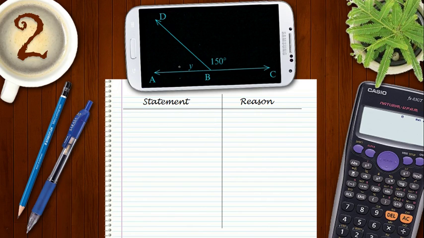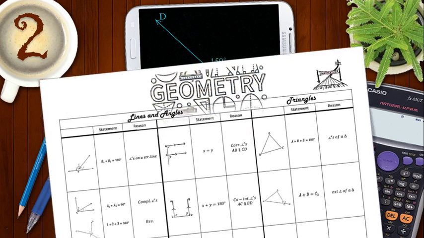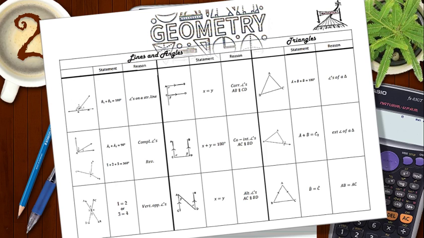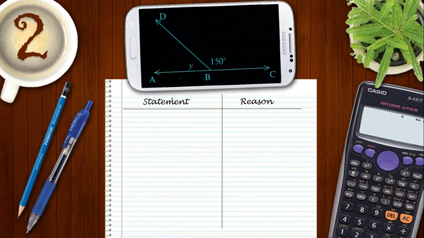Then for example 2, we're given a straight line and we've got these two angles that lie on it. If we look at the summary, this one is where the statement says that the two angles on a straight line add up to 180. So we say that B1 plus B2 is equal to 180, our reason angles on a straight line. In our case, we've got a y and 150. So we'll say that y plus 150 degrees is equal to 180 degrees, and our reason is angles on a straight line.